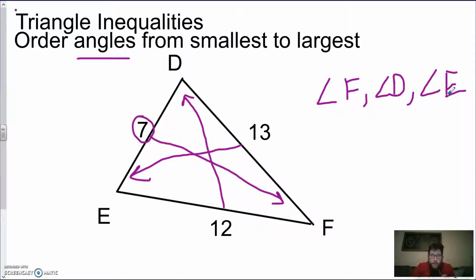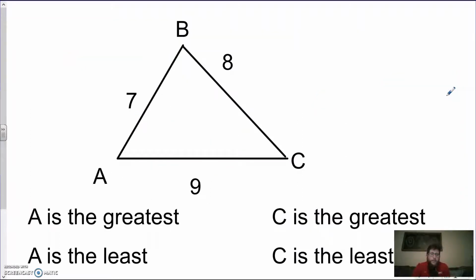Alright, so let's take a look at the next one. See if you can go ahead and solve this one. See if you can figure out which one of these is the right one. Alright, if you need to pause the video, we'll go through the solution here.